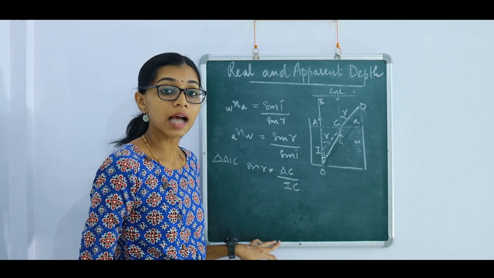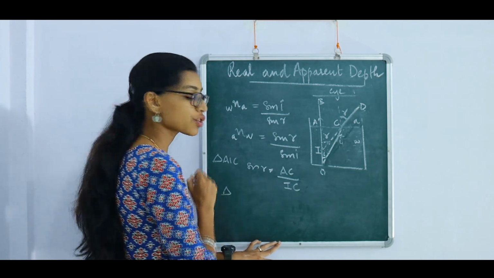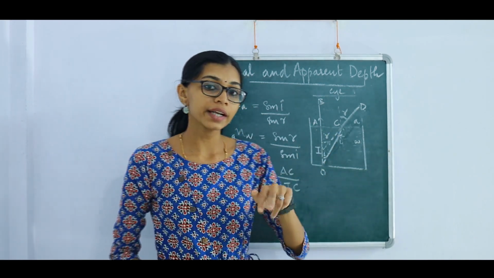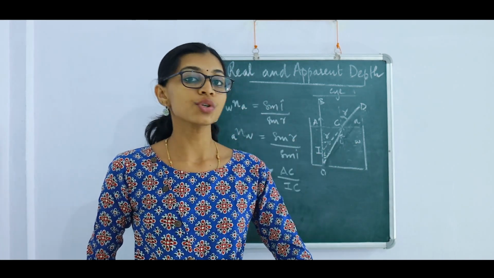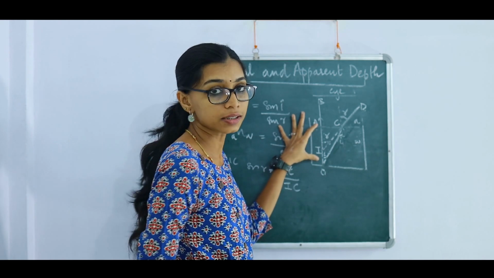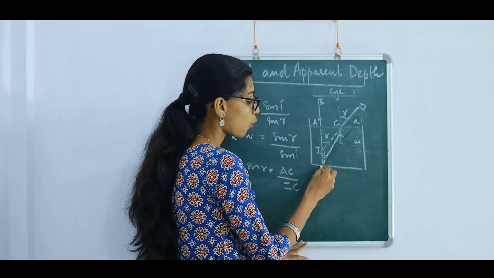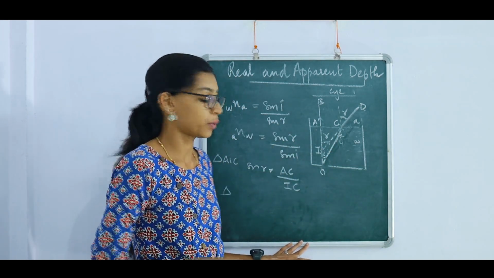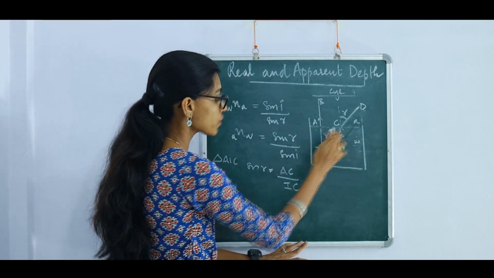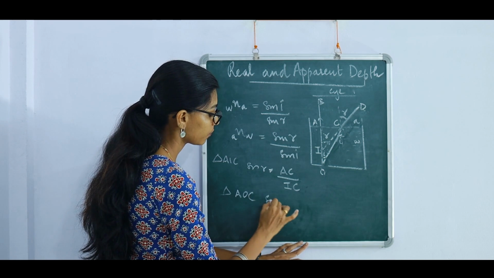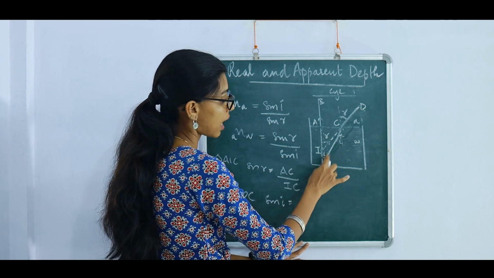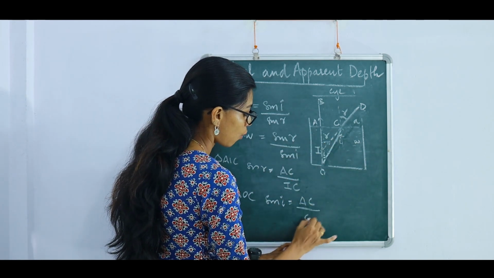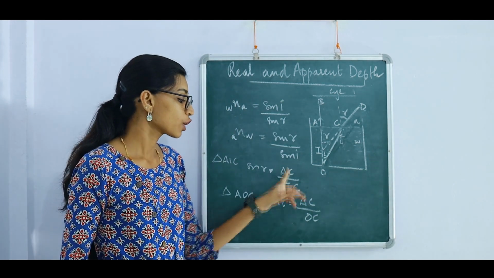Now, in the same way, for I also we can write. In which triangle do we consider? This is I, so we can consider this triangle. And why do I take these two triangles? Because in these two triangles, I get a relation for the real depth. AO is the real depth and AI is the apparent depth. That is what we were talking about. So in triangle AOC, sine I can be written as again opposite by hypotenuse, that is AC by OC. So you have two expressions.